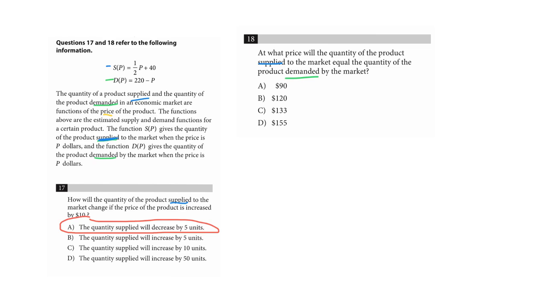So we're going to set S of P equal to D of P. That's what we want to do. And just find out what value of P would cause these two functions to be equal. So S of P is 1/2 P plus 40.